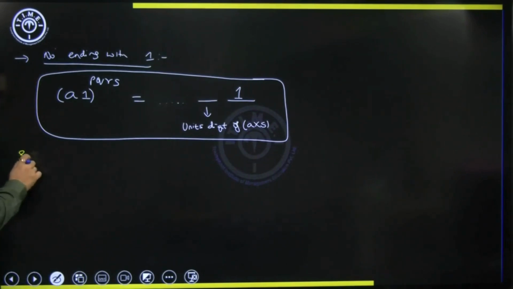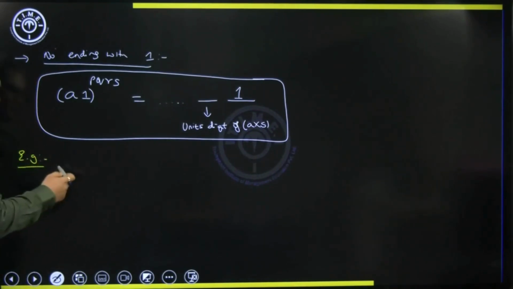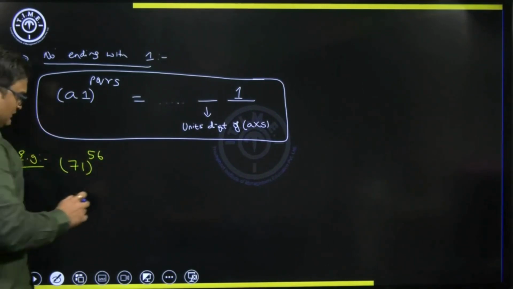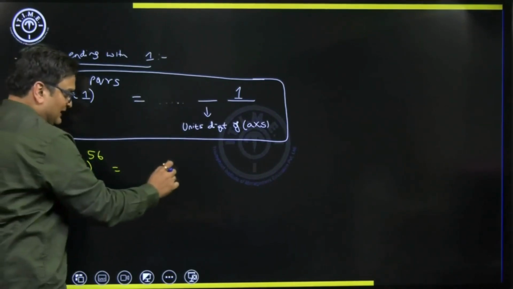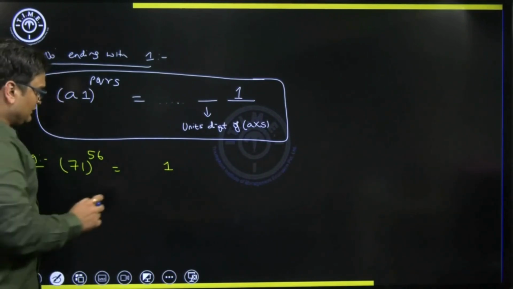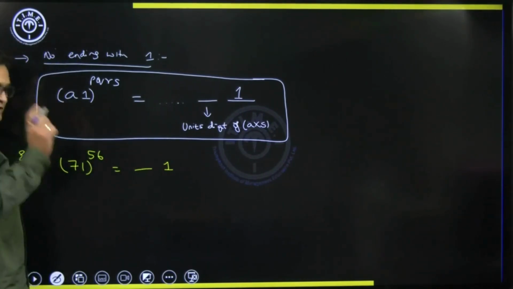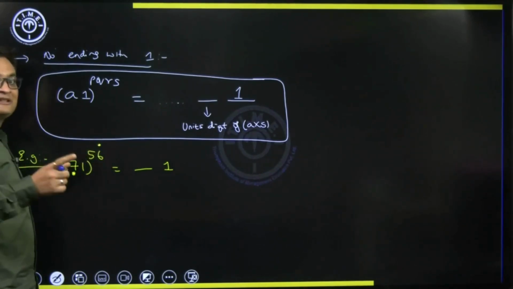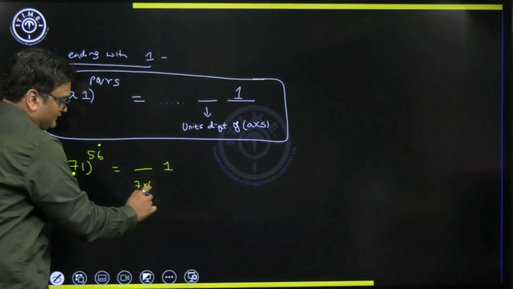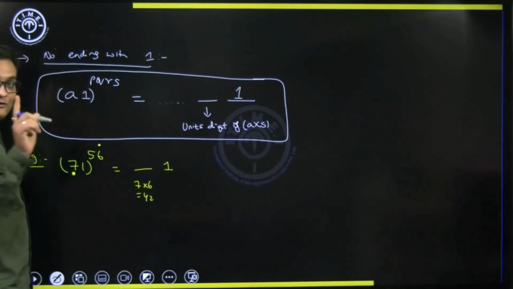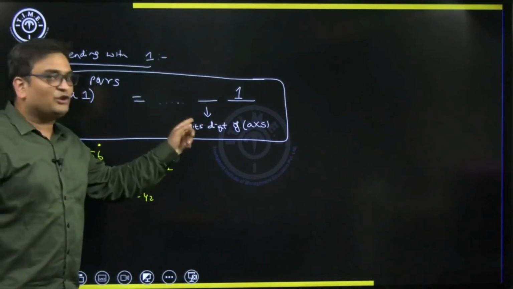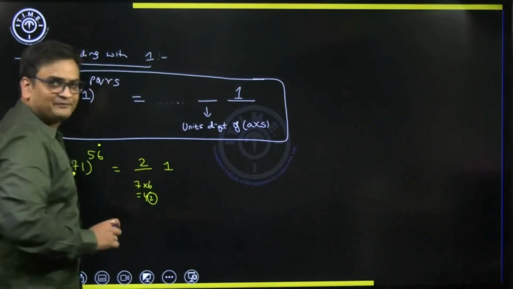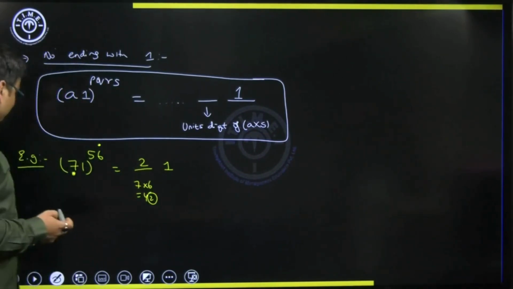Say the question is: find the last two digits of 71 to the power 56. So if I go by this formula, the last digit is going to be 1. Now what about the tens digit? The tens digit will be the product of the tens digit here and the units digit here. So 7 into 6. What is 7 into 6? 7 into 6 is 42, but of course I cannot write 42 here. What did I say? Units digit of the product. So here 42, what is the units digit? It's 2. So write 2. So 2, 1, 21.